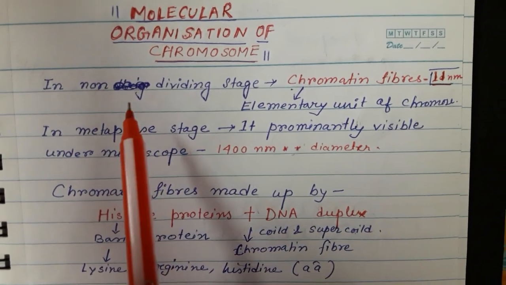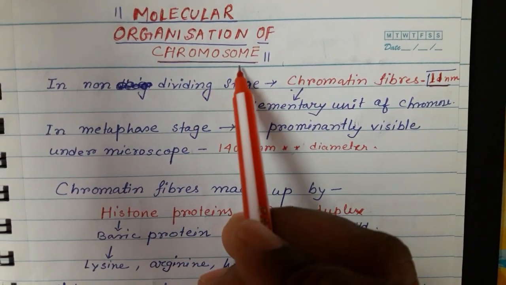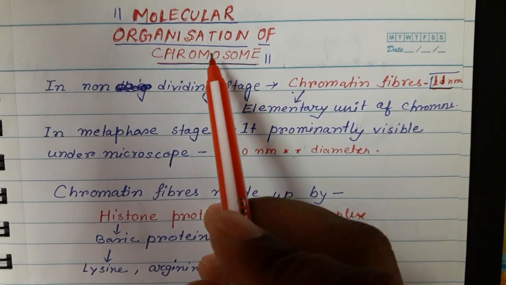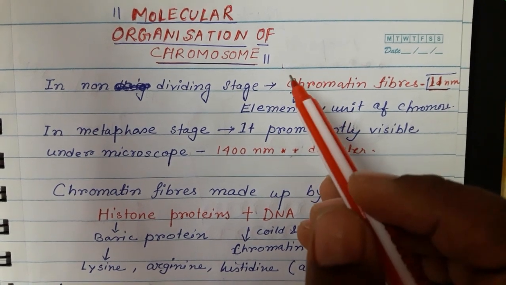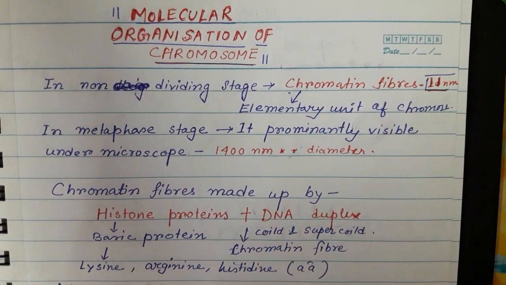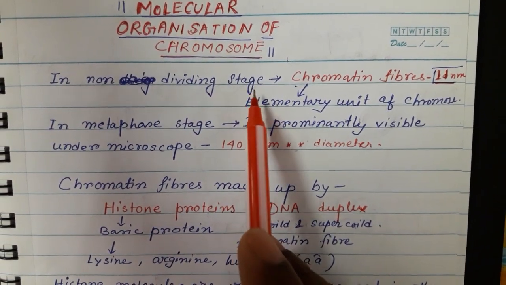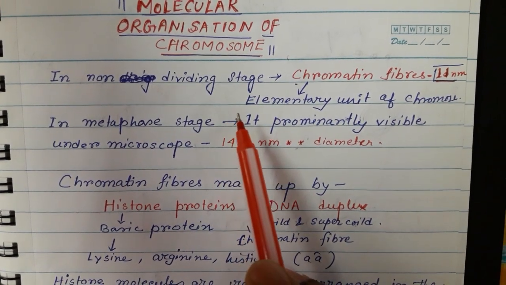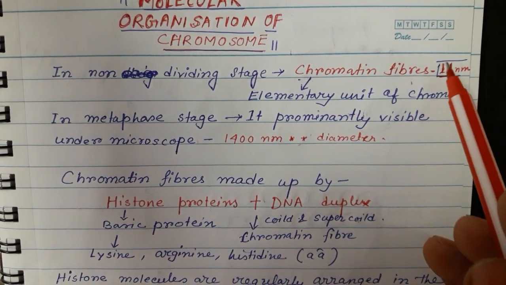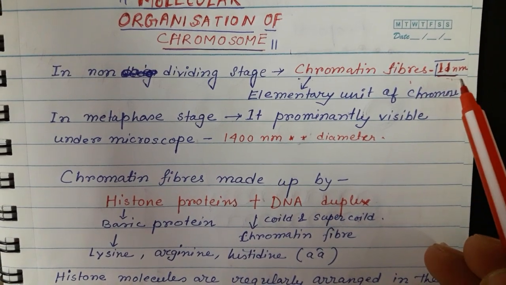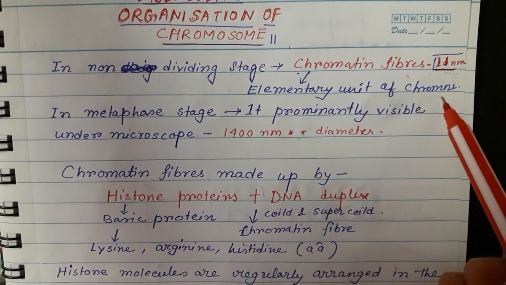Today I am going to discuss the molecular organization of chromosome. The chromosome is prominently visible under the microscope at the metaphase stage of meiosis. When it is in the non-dividing stage in the nucleus, it looks like a narrow thread-like structure, which is known as chromatin fiber. Its diameter is about 11 to 20 micromillimeter. These chromatin fibers are the elementary unit of chromosome.